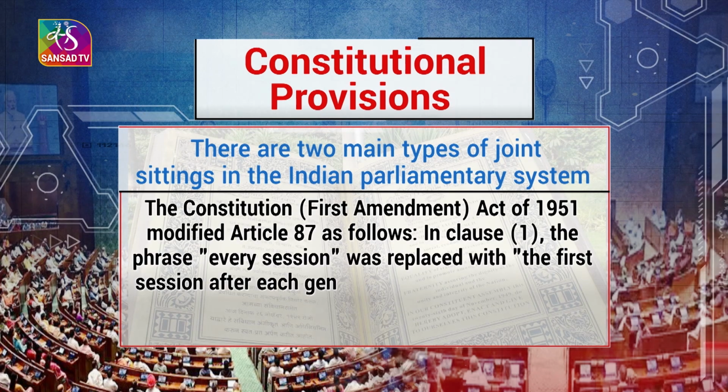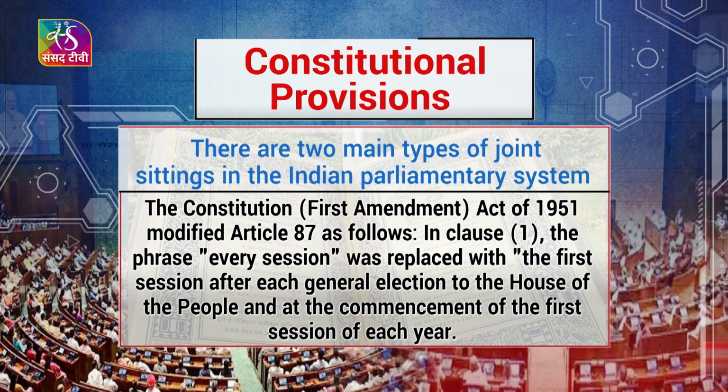The Constitution First Amendment Act of 1951 modified Article 87 as follows. In Clause 1, the phrase "every session" was replaced with "the first session after each general election to the House of the People and at the commencement of the first session of each year."